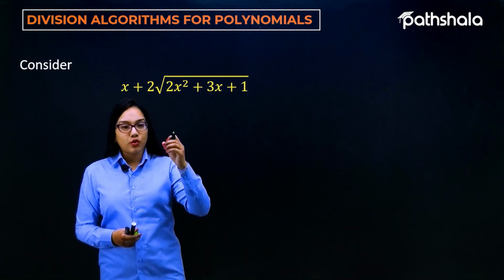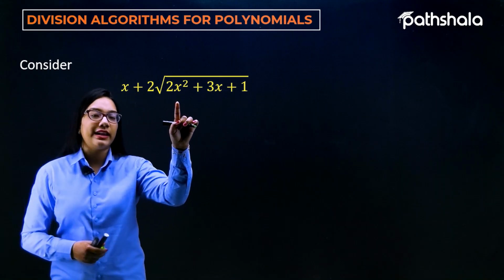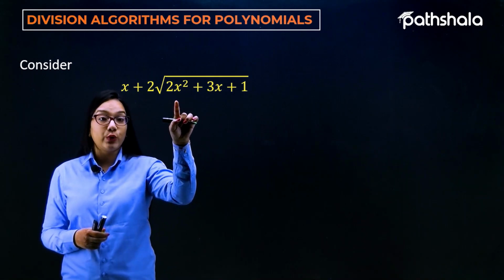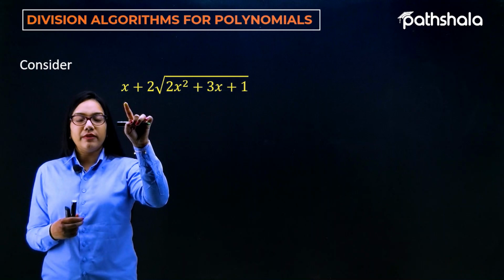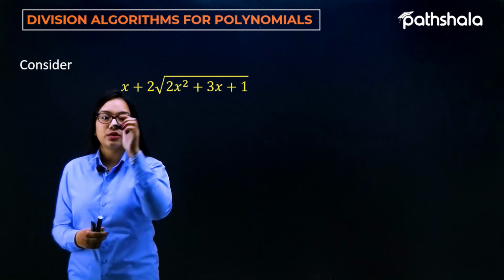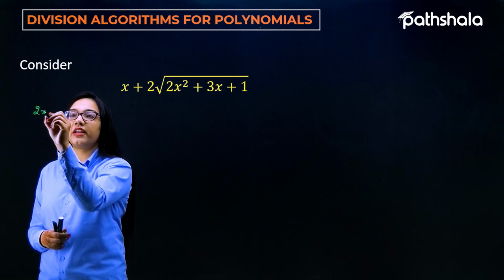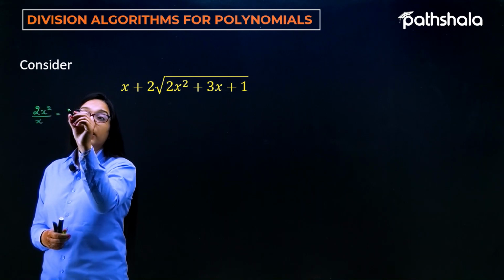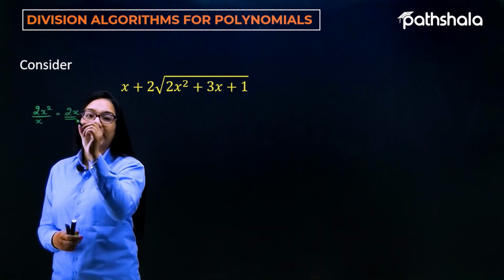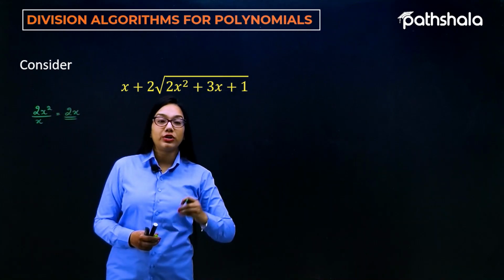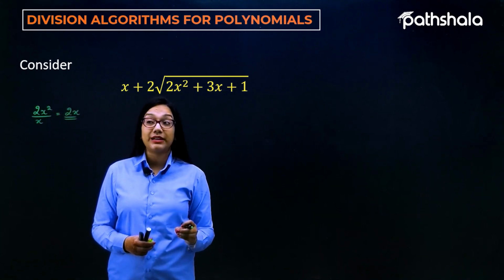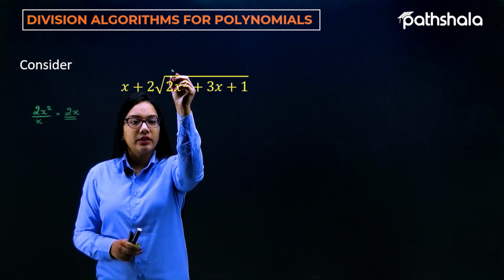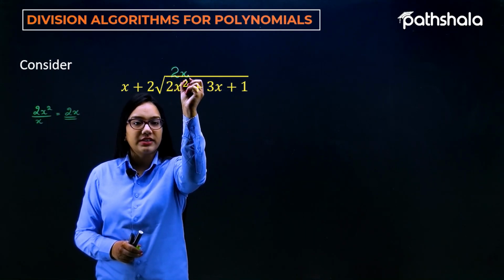How can we divide it? First of all, we take the very first term of the dividend, 2x square, and divide it by the term x. When we divide 2x square by x, x and x get cancelled with each other and we get the answer 2x. So the first term of the quotient is nothing but 2x.